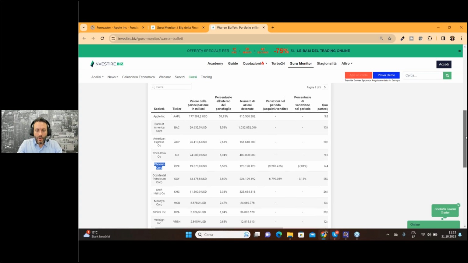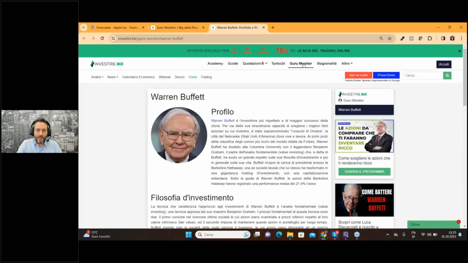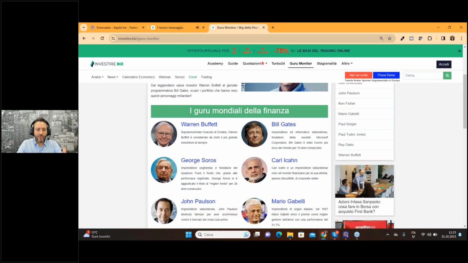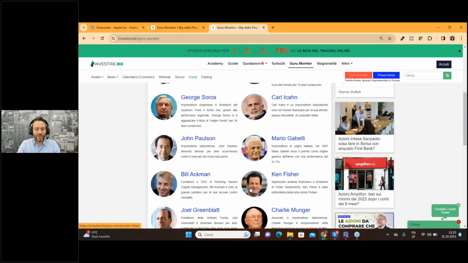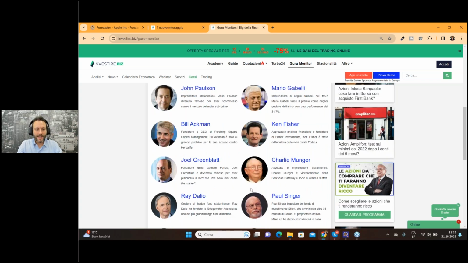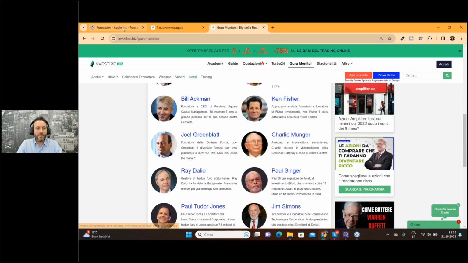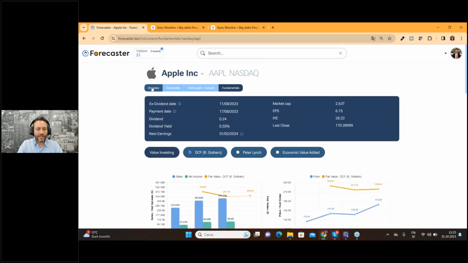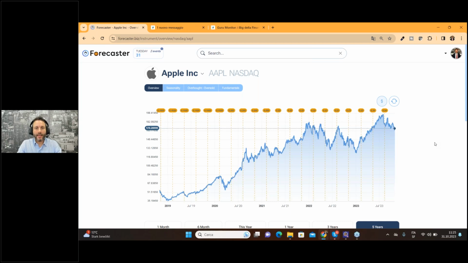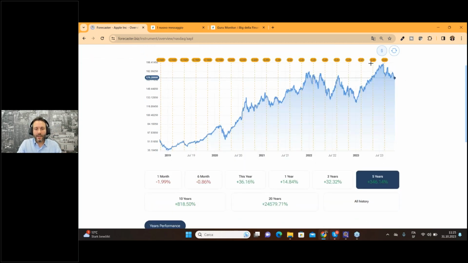Among other things, you also have this section where you can see the portfolios and then go looking for interesting stocks of all these great people who are the history of the world's investors. And then thanks to the forecaster, you can see what the over-under valuation is, with the fundamental analysis, the statistics, the seasonality and everything, and clearly also the dividend history and everything.